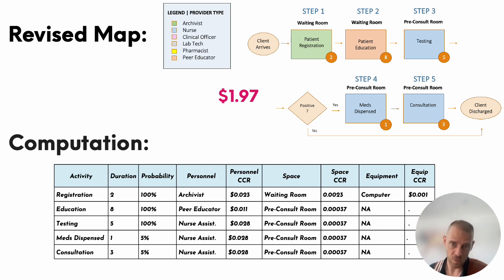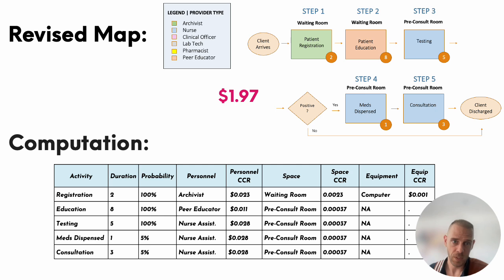And then steps 3, 4, and 5 all happen with a nurse in a pre-consultation room, rather than the patient moving from one location to the next, interacting with different folks. And so there are also some potential cost savings here because the pre-consultation room is a little bit less expensive than the pharmacy or the lab space, and it doesn't involve a clinical officer who can typically be quite expensive.